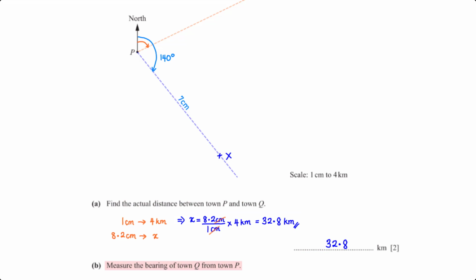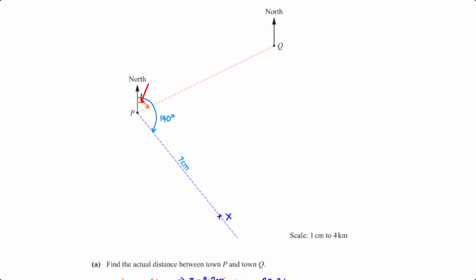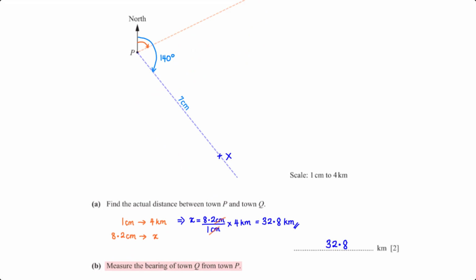Measure the bearing of town Q from town P. Using a protractor, we measure the angle from the north of point P to Q. This gives us 65 degrees.